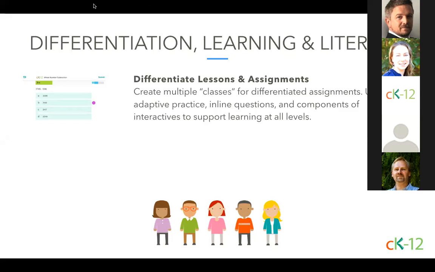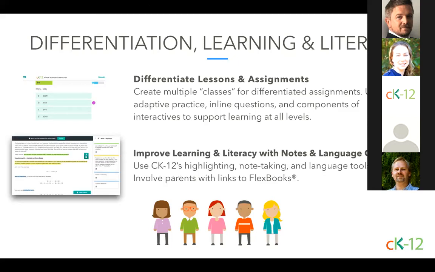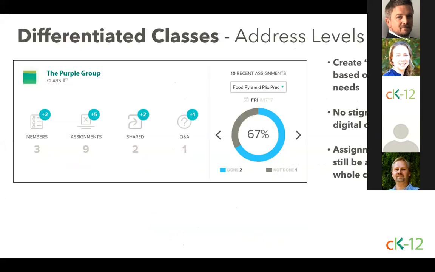And then we improve learning and literacy by having our students do things like highlighting and annotating in the margins. There are some really good tools on CK-12 to help us do this. So let's talk first about differentiated classes. One thing you can do is go to classes on CK-12 and then create the purple group.